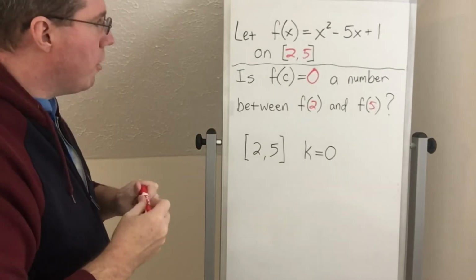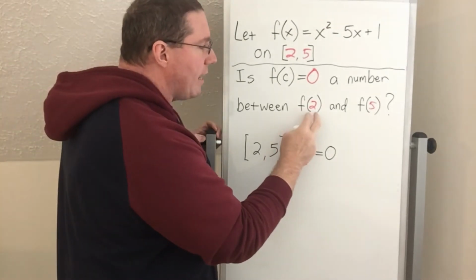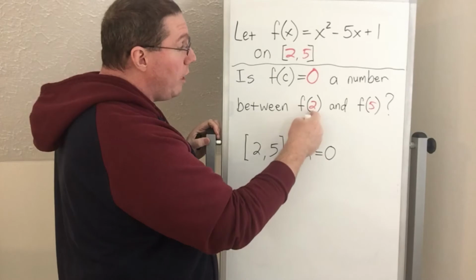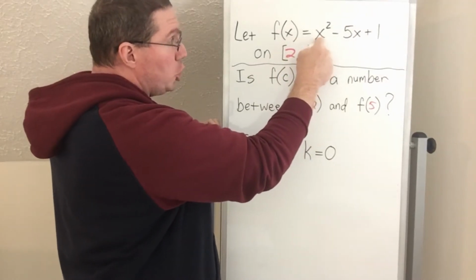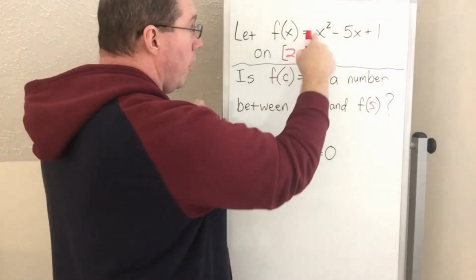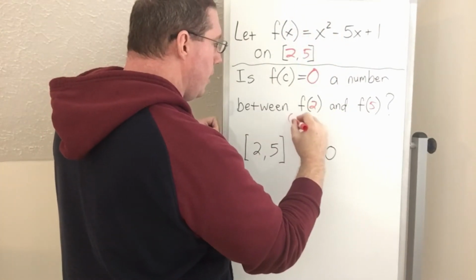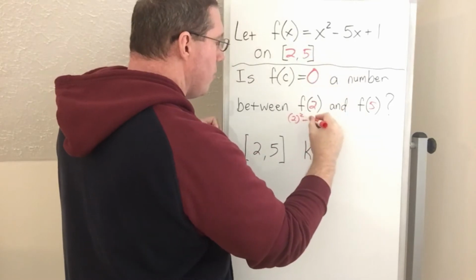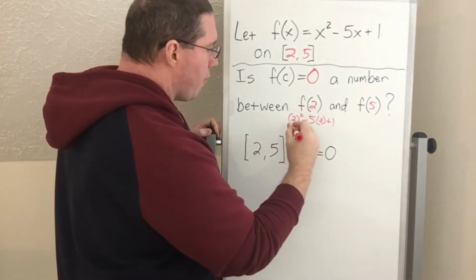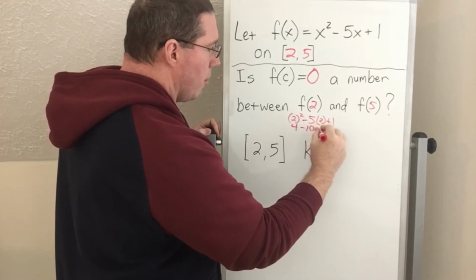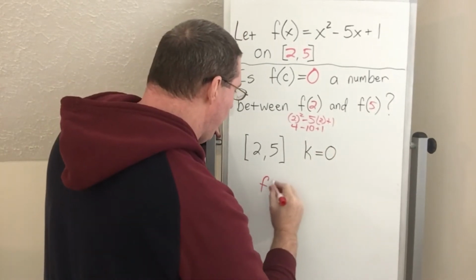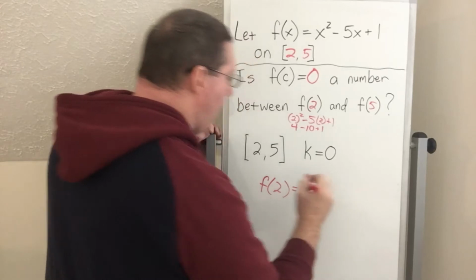And so now, in order to answer that question, we would need to find out, well, what is f of 2 and what is f of 5? Well, how can we answer that question? Well, we can plug 2 into f of x. Here's f of x. If we put a 2 here and a 2 here, we would find out what f of 2 is. So let's go ahead and do that. f of 2 would be 2 squared minus 5 times 2 plus 1. Well, 2 squared, that's 4, minus 5 times 2, that's 10, plus 1. Well, 4 minus 10 is negative 6, plus 1 is negative 5, and therefore f of 2 is equal to negative 5.